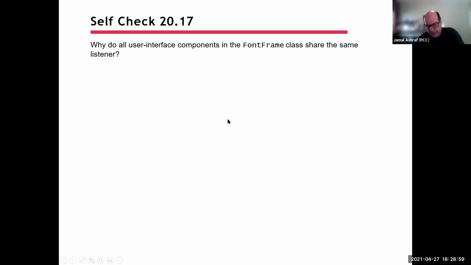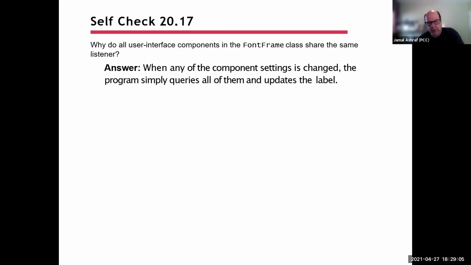So when we create a listener, we can have a listener for more than one or just one. It depends on how we're going to do it. So if one of them is set, then we can call the action listener.